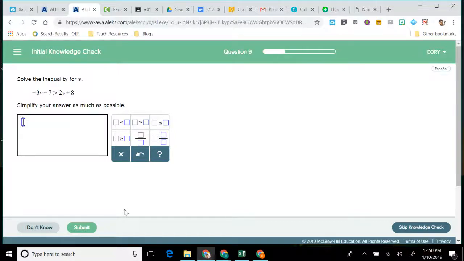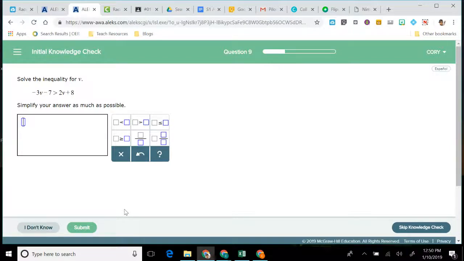Solving inequalities is like solving an equation. You have to do what you do to the same side. This is going to be easy. Also add 3v to both sides. Get -7 greater than 5v plus 8, minus 8 on both sides. Get -15 greater than 5v. Yep. Divide by 5 on both sides.